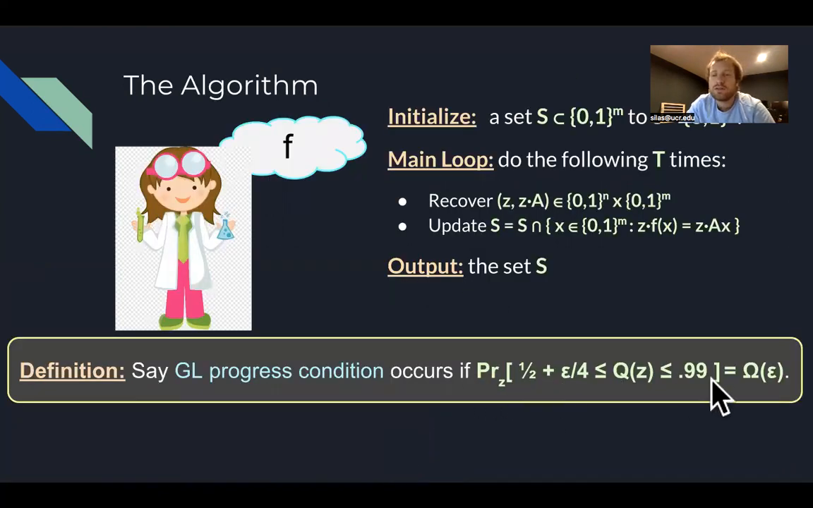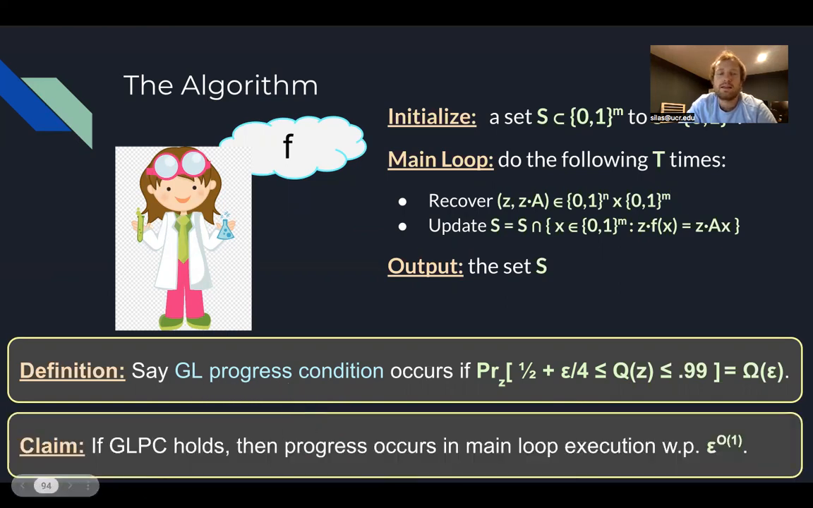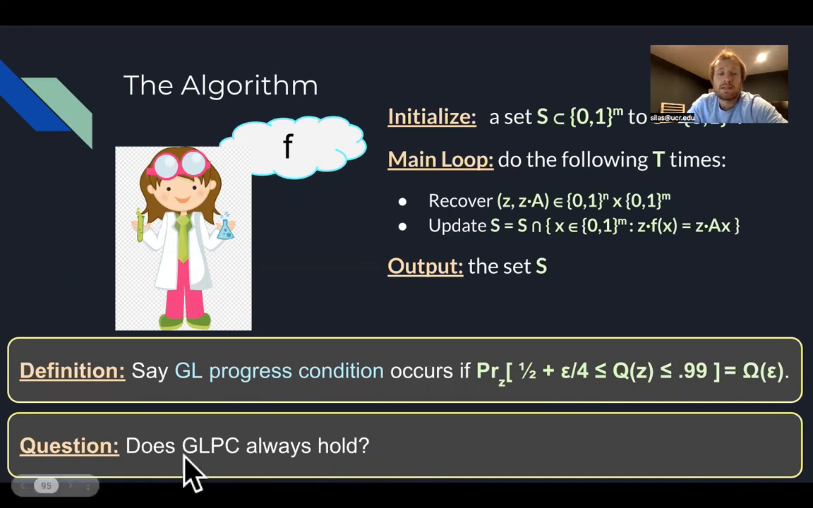Okay, so this condition is an important one. It allows us to make progress, and so let's give it a name. Let's call it the Goldreich-Levin progress condition, or GLPC. And the claim that we just stated is that if the GLPC holds, then we get that nice multiplicative progress with good probability. So the question is, does the GLPC always hold?